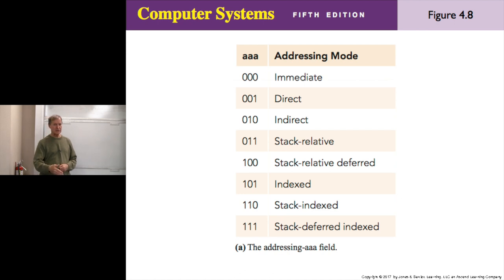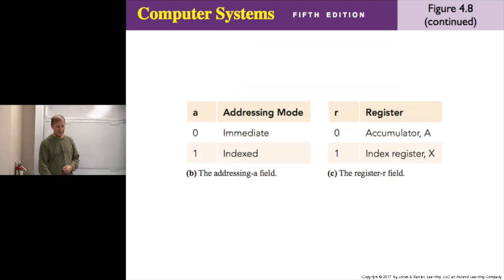So we're going to go through a list of instructions here in a minute. Okay? And then we said there is the addressing A field. So some instructions just have an addressing A field, just one bit. So for the addressing A field, if the bit is 0, that specifies immediate addressing, and if the bit is 1, that specifies indexed addressing.